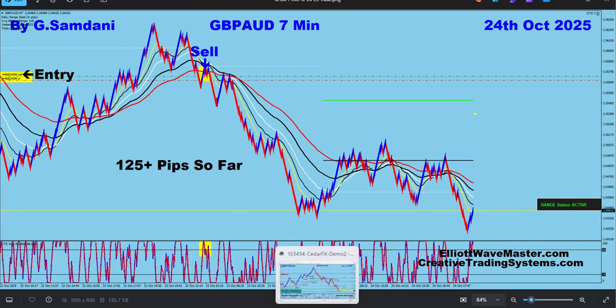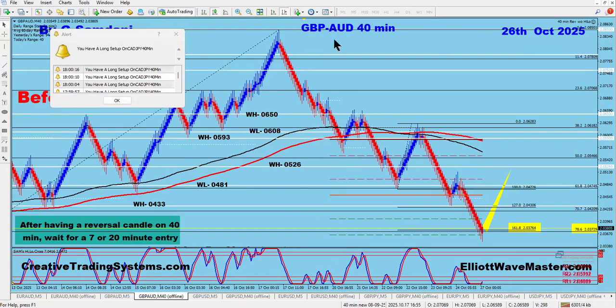The new setups, there's a lot of them, but this one I give you, pound Aussie 40-minute chart. Beautiful setup here. I was expecting it's going to drop here, and it did. So now from here it's probably going to bounce.